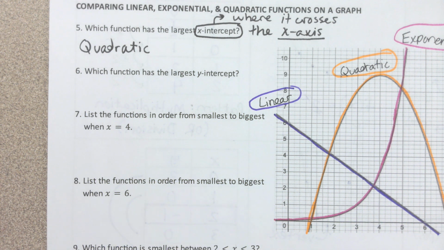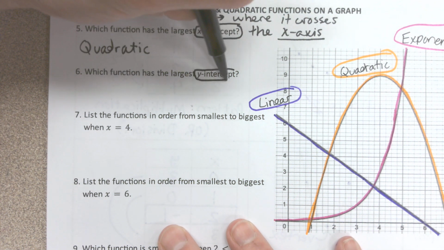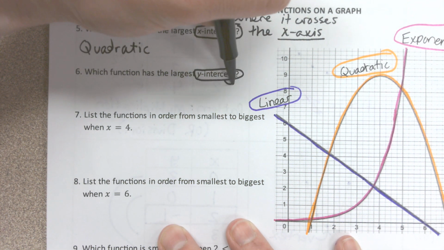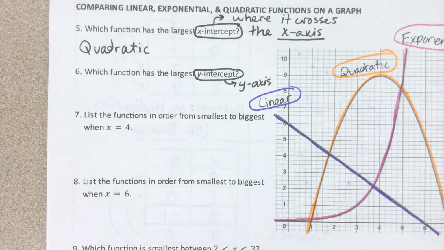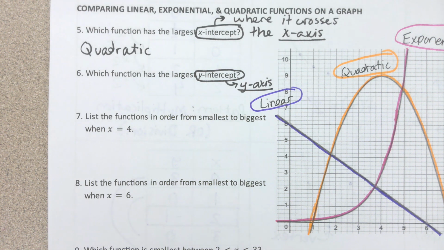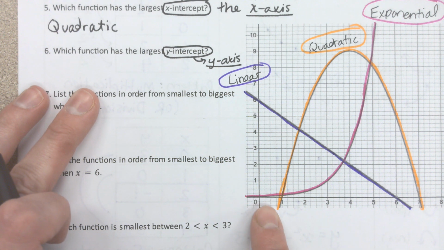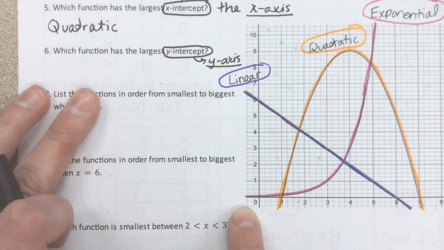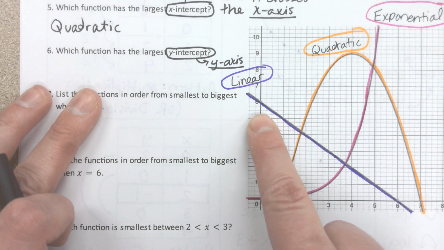Number 6 asks the same question, but for the y-intercept. So this time we're going to look at the y-axis to answer. Same thing, let's glance at the y-axis and see which one is the largest. Again, the exponential function's still hanging out down here around 0. Go up, the linear crosses at 6.